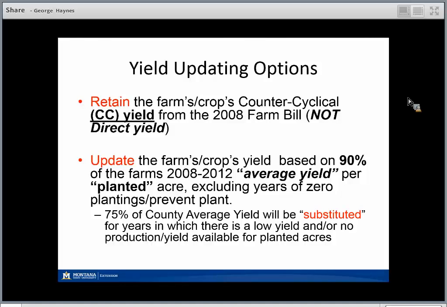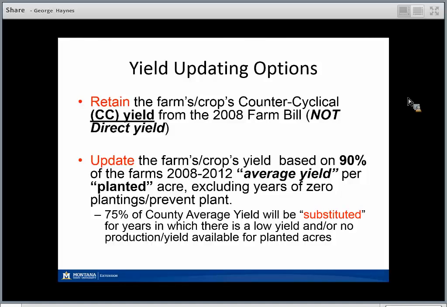And I'm not going to take you through all the arithmetic on updating, but it's really a pretty simple standard. What you did is you took your yields from 2008 to 2012, and these turned out to be planted acre yields, not harvested acre yields. And you'd be able to use the average yield across that period of time. So if you had a year where you didn't plant it, that didn't figure into your average. But you could take those and add them up, divide by the number of years that you actually planted something out there on that property, and then take 90% of that, and that would be your new program yield.